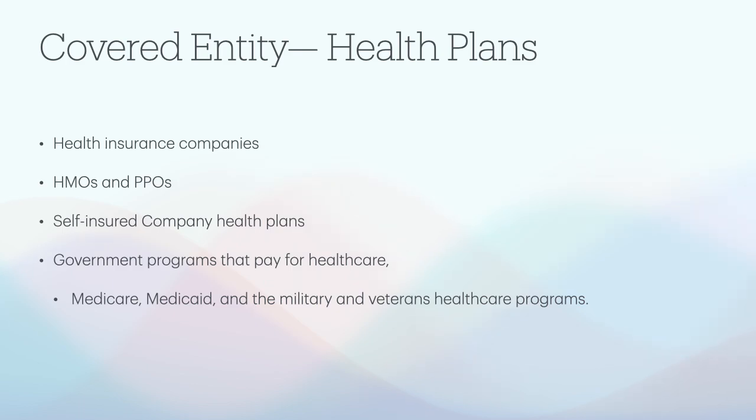The second type of covered entity is institutions that provide health plans. These include health insurance companies, HMOs and PPOs, self-insured companies, health plans, and government programs that pay for healthcare such as Medicare, Medicaid, and the military and veteran healthcare programs.